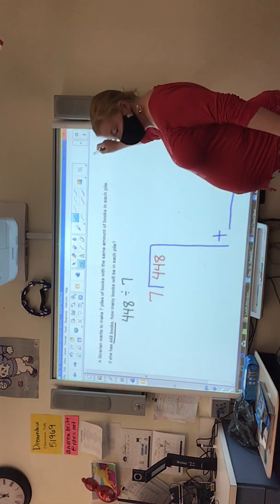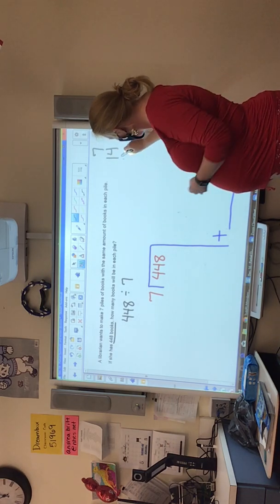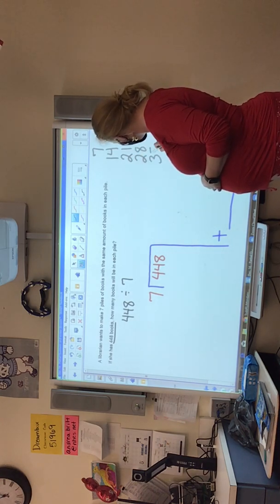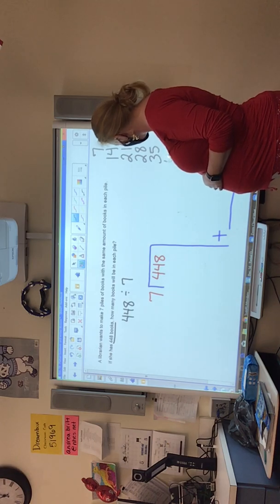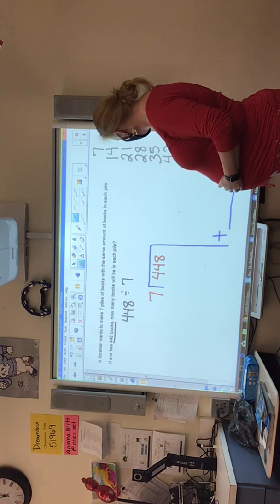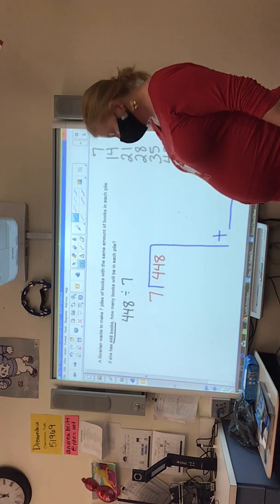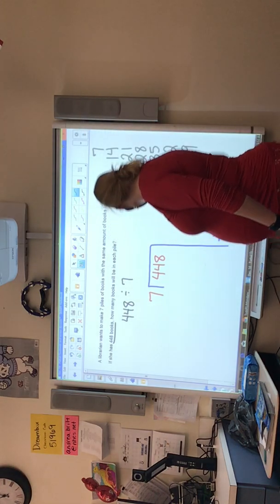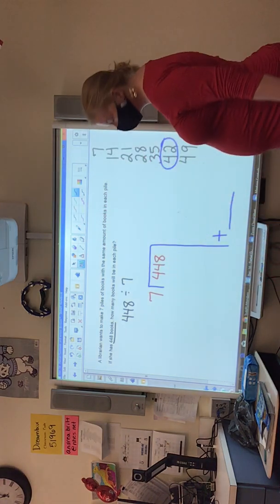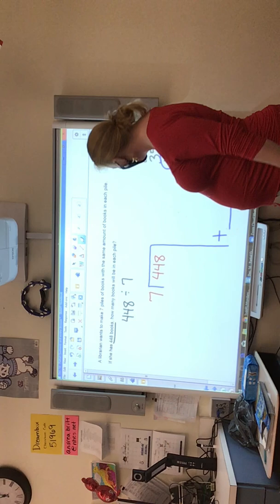Can you help me with my multiples of 7? 7, 14, 21, 28, 35, 42, and 49. Perfect. Which one am I going to use, Caden? 42, because it doesn't go over 448. Yes. All right, because we're using 42, let's go over here and make our if-then statement.